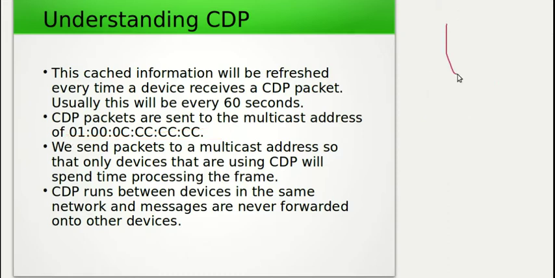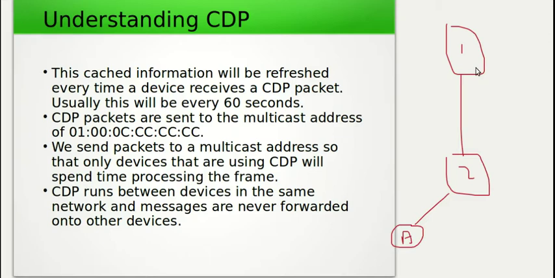devices. So in this case, if we had this kind of scenario, CDP packets are sent over the local segments. So in this case, switch 1, switch 2, and router A. Switch 1 will send a CDP packet about itself to switch 2. Switch 2 will store that information, but it's not going to forward that CDP packet onto router A. The reason why is that switch 1 isn't a neighbor of router A, so router A doesn't need to know that info.